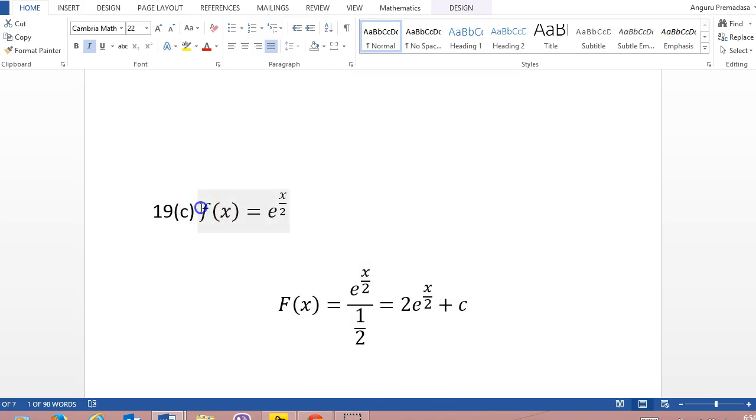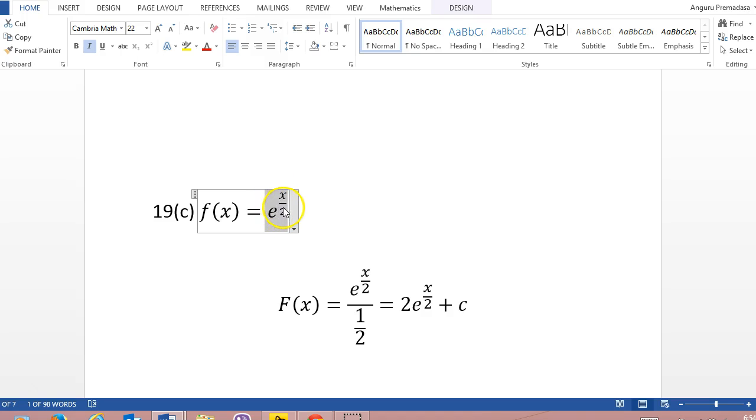Let's go to 19c. We have f of x is equal to e to the x over 2. Now the derivative of e to the x is e to the x. Therefore the antiderivative of e to the x is e to the x. But we have e to the x over 2 here. In other words, we have e to the 1/2 x.